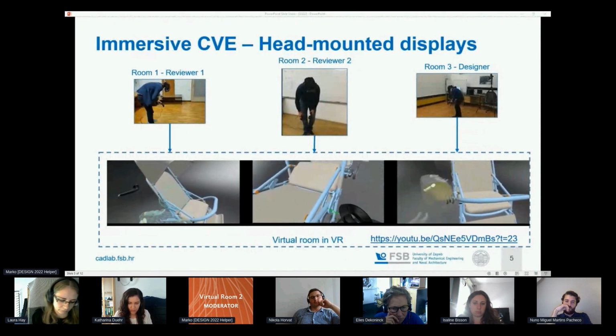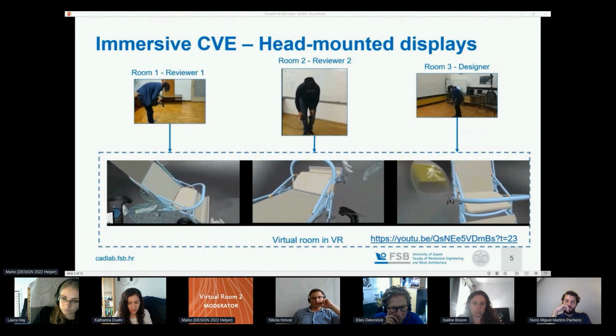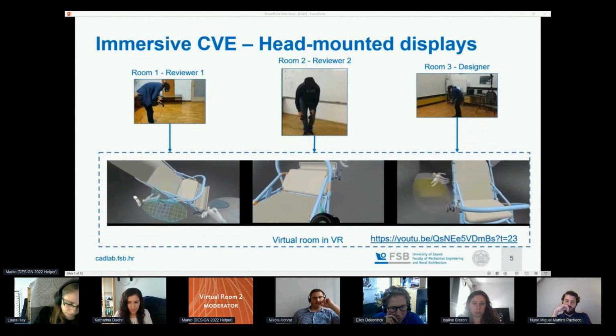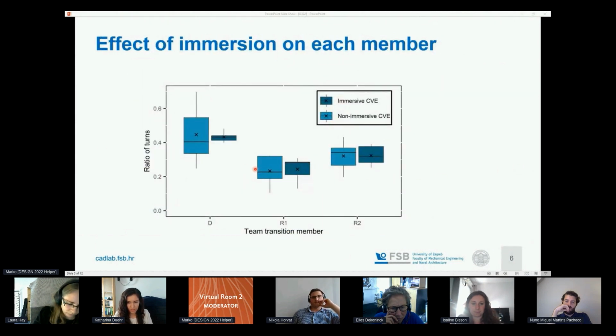From the results of the experiments, we could see several patterns related to the verbal communication structure. First, we found that the designer talked the most in both environments. What's also quite interesting is that the relative proportion of team members did not change between the 2 environments, as the means for non-immersive and immersive are quite close for each role.